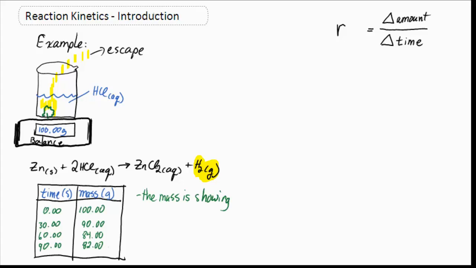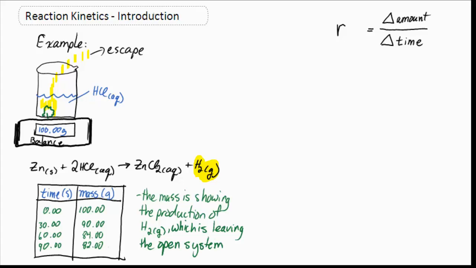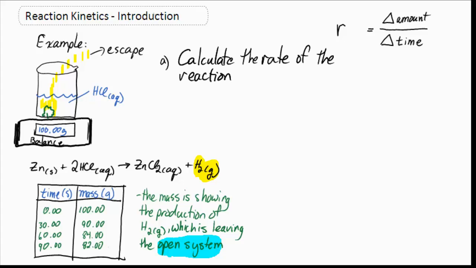Now understand that the mass change is showing the production of hydrogen gas. And since it's leaving, the mass of the system is getting less. But this mass change is hydrogen. It's in an open system, which it has to be for the gas to be able to escape. Well, here's the problem. Maybe you can pause and try to calculate it without seeing the answer. Calculate the rate of reaction in grams per second. But wait, we need to know over the time interval. So let's say between 30 seconds and 90 seconds. Go.